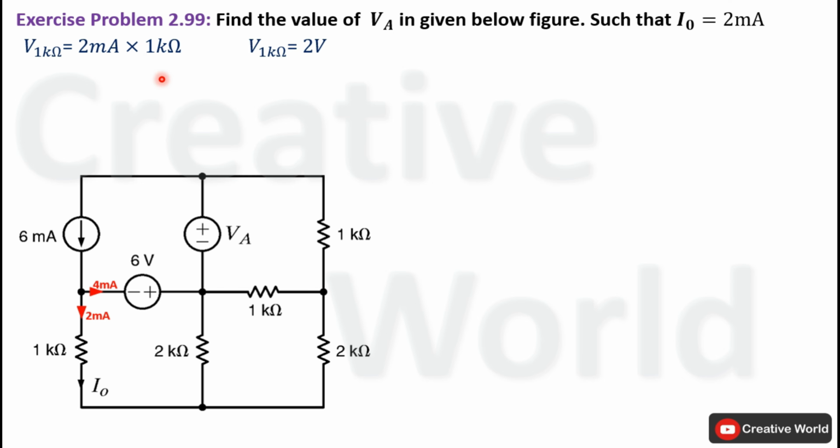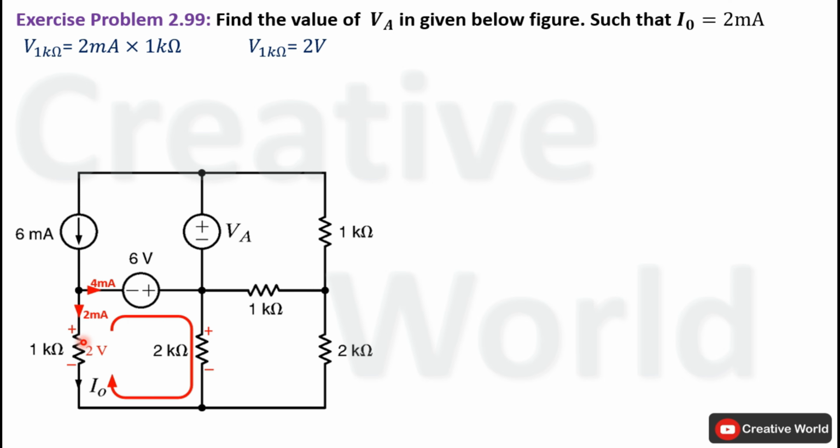Milli will cancel out with kilo. And the polarity of this voltage will be positive terminal here and negative terminal here, because the current entering terminal is taken with positive sign. Modify the network by indicating the voltage across this 1 kilo ohm resistance with its polarity.